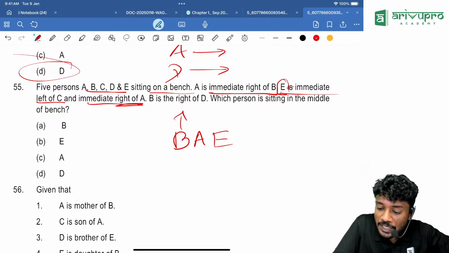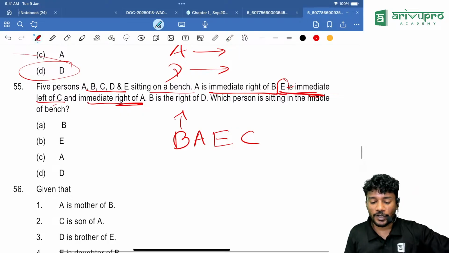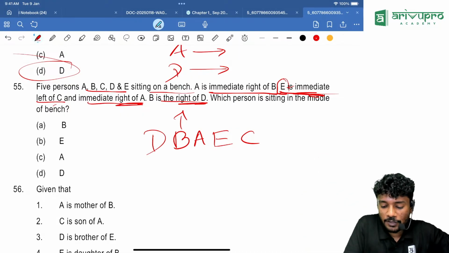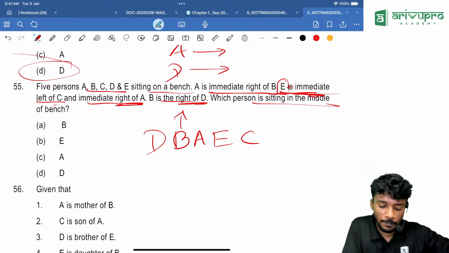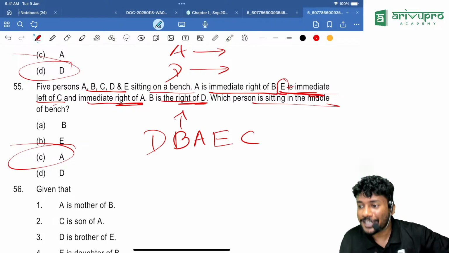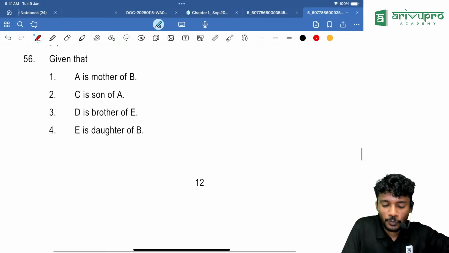Then what is given? E is immediate left of C. That means C will be over here. B is to the right of D. That means D will be over here. Who is sitting in the middle? A is sitting in the middle. Is this correct? Everyone? Yes. Next one. Another good question.